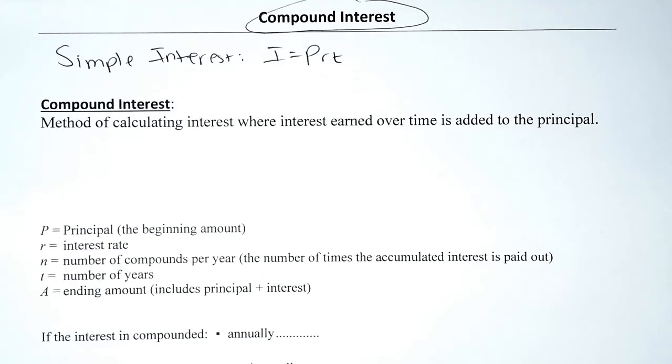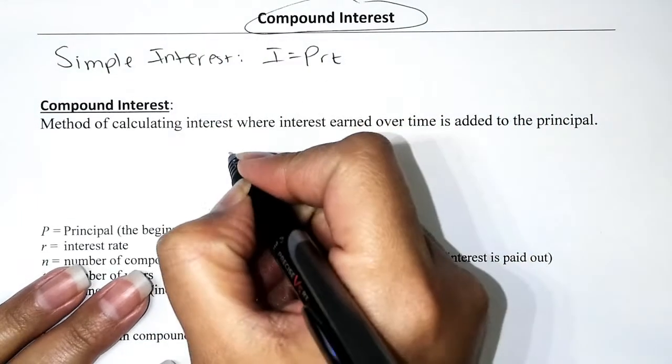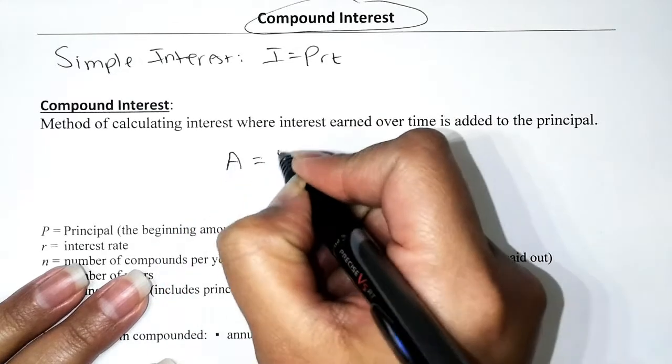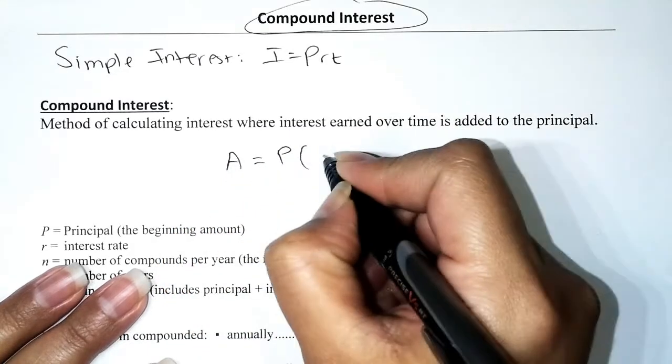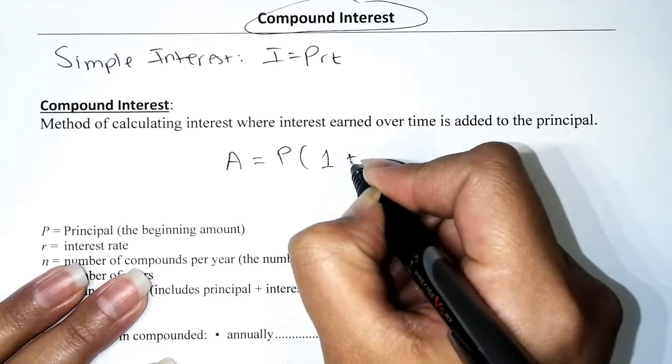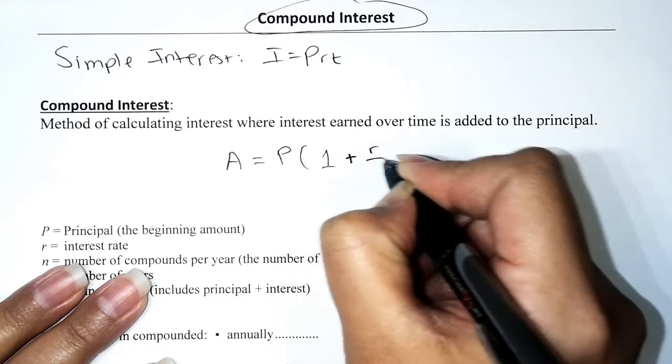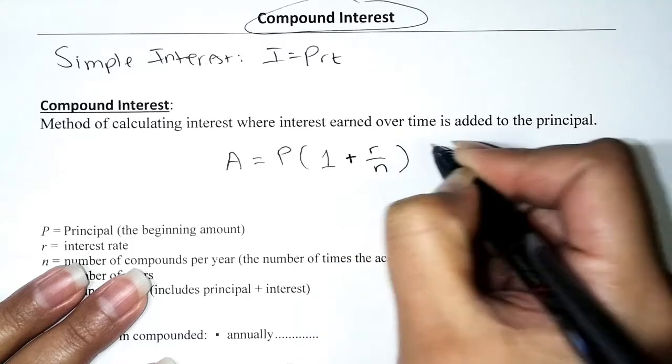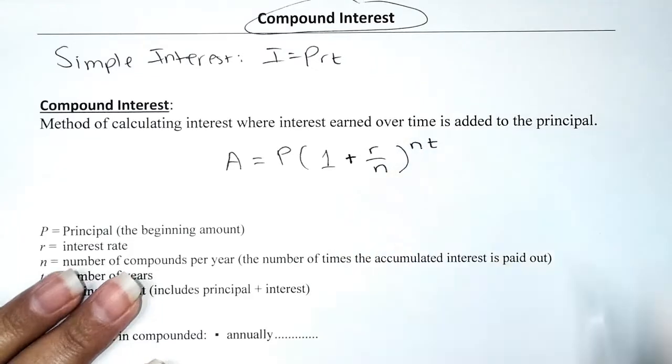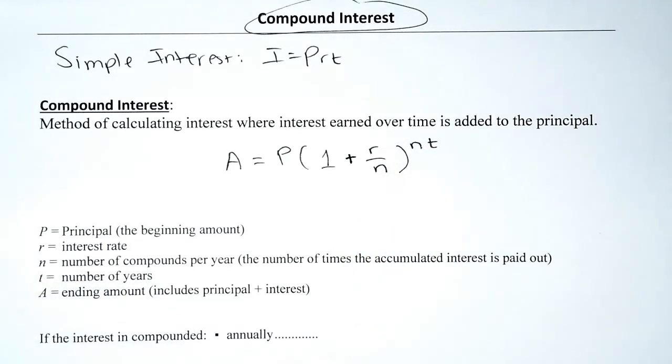Okay, we have two different formulas to calculate compound interest. Depending on what information is given, that will determine which of the two formulas we use. The first one is A equals P times (1 plus r over n), raised to the nt power. Do we have to memorize that? No, you can just put it in your note card and you're good.